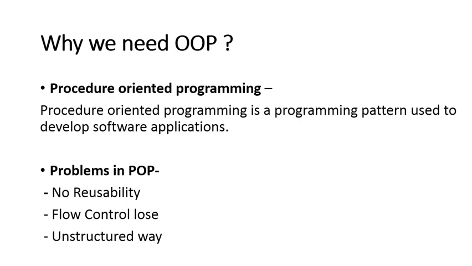And the third one is the unstructured way. The procedure oriented approach focuses on the tasks rather than on what type of data we have. So this is also an unstructured way. These are the limitations in the procedure oriented way. That's why we need object oriented programming.